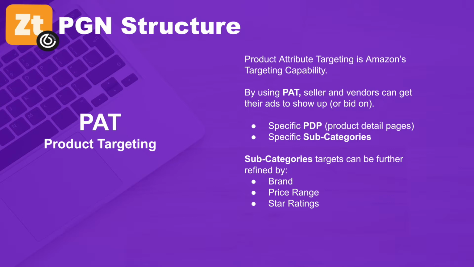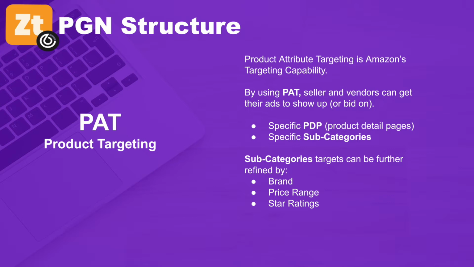For broader reach of ads, those subcategories can be further refined, filtered, or segmented by brands, price range, and star rating. That's why at the beginning, when you go about creating a PGN, we need to know your product price and your star rating, because we will use the data to create a very pro segmentation of all the targets.